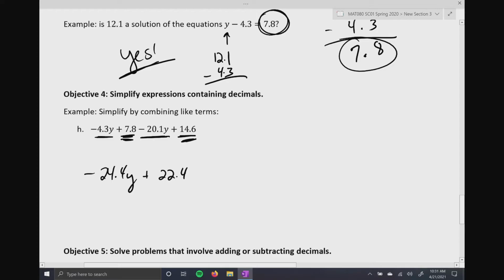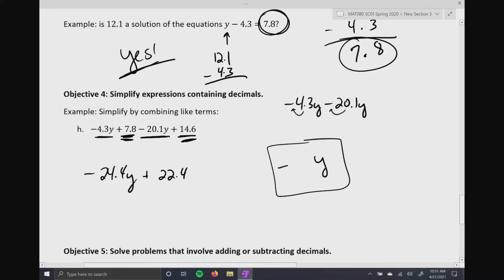So let's do this just to make sure we're correct. So the negative 4.3y minus the 20.1y. Now, I know no matter what, when I combine these two things, I'm going to have a y, and it's also going to be negative. How do I already know that? The signs in front of each number are negative. So all I have to do is combine the numbers and then keep the sign. So negative 24.4y. So that's correct.